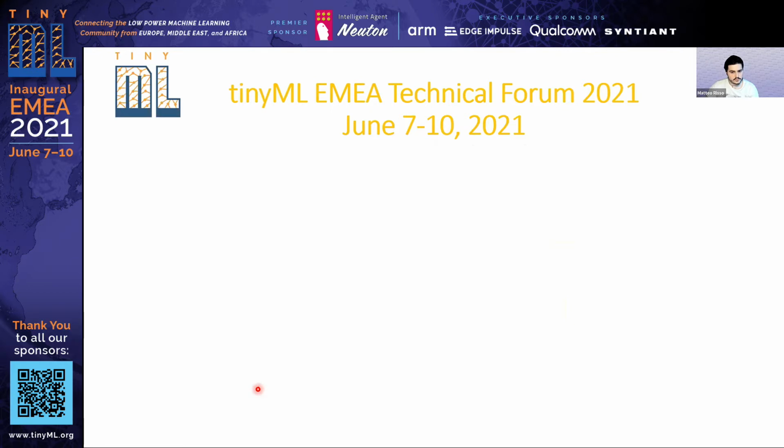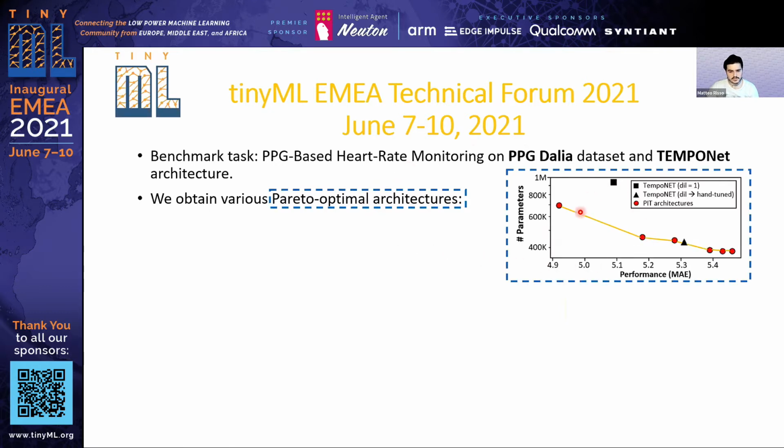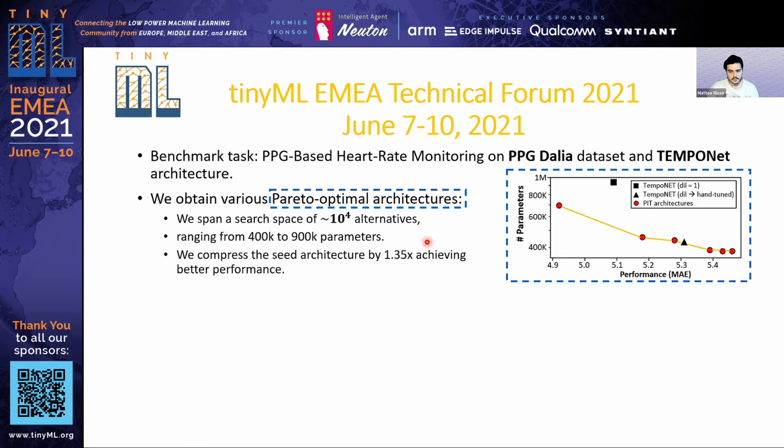Let's end with a few results based on the PPG-based heart rate monitoring task on the PPG DALIA dataset and the TempoNet architecture, which is a state-of-the-art TCN. With our algorithm, we obtain various Pareto-optimal architectures, here summarized, and we span a search space of about 10^4 alternatives, and we are also able to compress and improve at the same time the seed network.